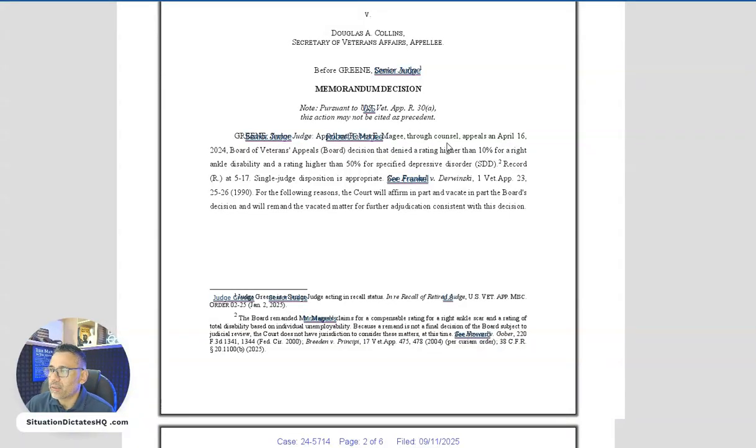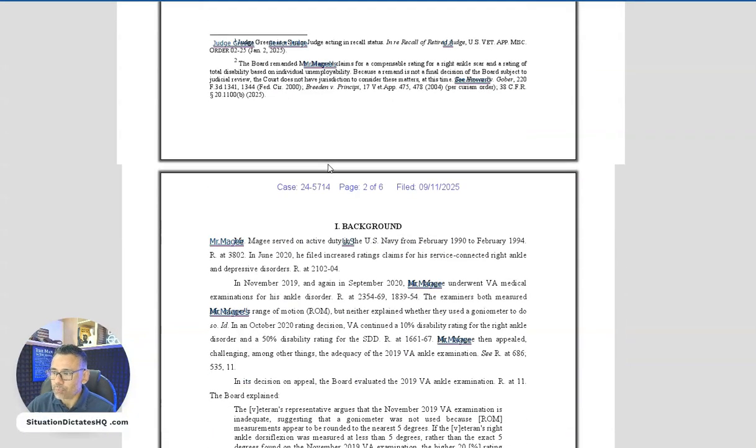What you'll see here is the appeal on April 16th, 2024. So this took a year. It was a Board of Veterans' Appeals decision that denied a rating higher than 10% for a right ankle disability and a rating higher than 50% for a specified depressive disorder. So that's the case right here. It's basically a decision where the veteran was denied those higher ratings, and it'll go back into it.